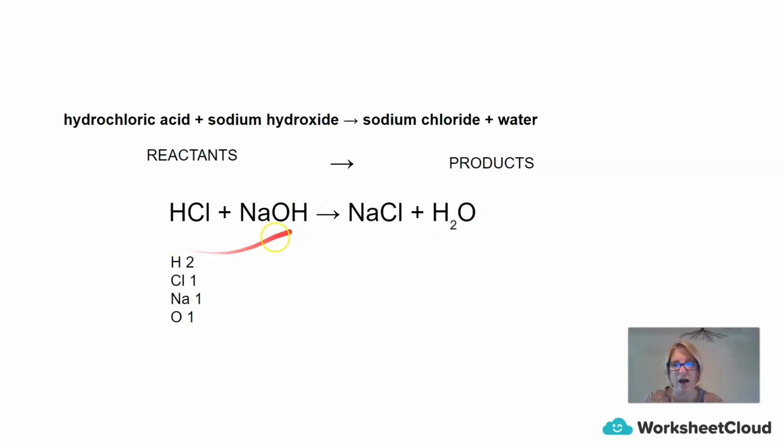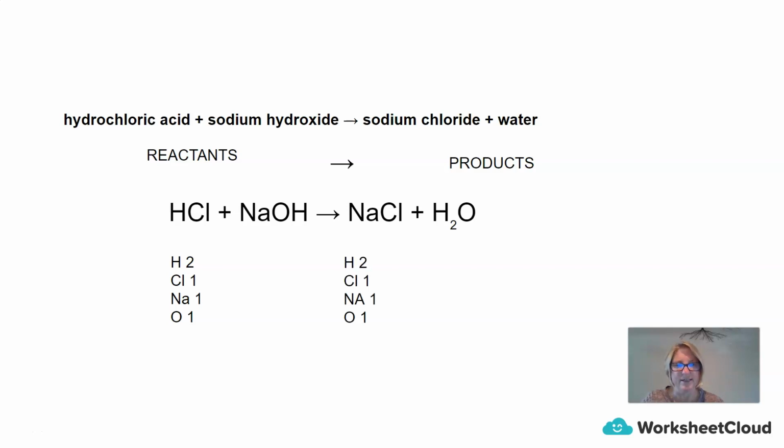So if we have a look at our reactants, we write down the names of the elements. So we have hydrogen, chlorine, sodium, and oxygen. And in the reactants here we have 1 hydrogen, and here we have another hydrogen. So there are 2 atoms of hydrogen that are reacting. We have 1 atom of chlorine, 1 atom of sodium, and 1 atom of oxygen. So that forms our atoms that make up our reactants.